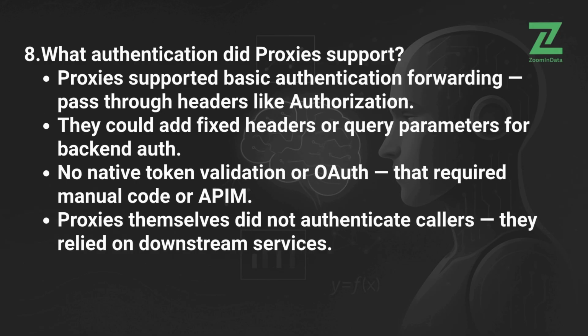What authentication did proxies support? Proxies supported basic authentication forwarding, passing through headers like Authorization. They could add fixed headers or query parameters for backend auth. There was no native token validation or OAuth; that required manual code or APIM. Proxies themselves did not authenticate callers. They relied on downstream services.